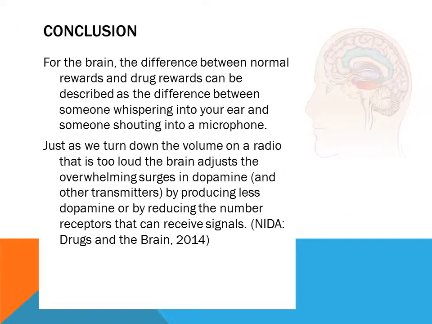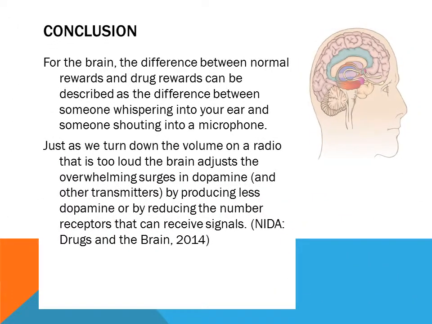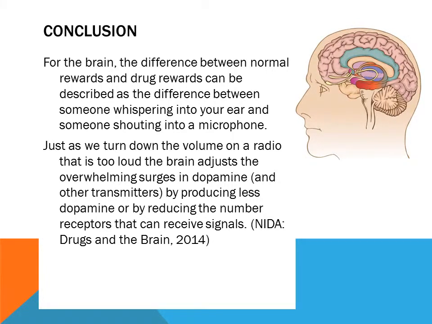In conclusion, for the brain, the difference between normal reward and drug reward can be described as the difference between someone whispering into your ear and someone shouting into a microphone. Just as we would turn down the volume on a radio that is too loud, the brain adjusts the overwhelming surges in dopamine and other transmitters by producing less dopamine or by reducing the number of receptors that can receive signals.